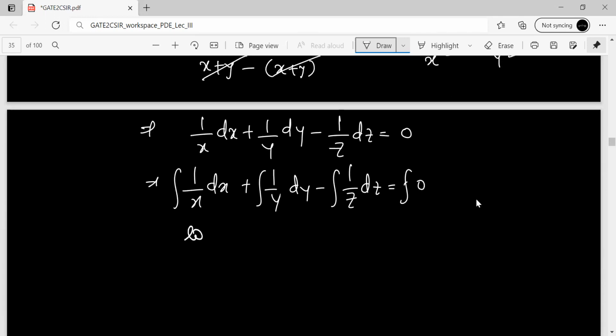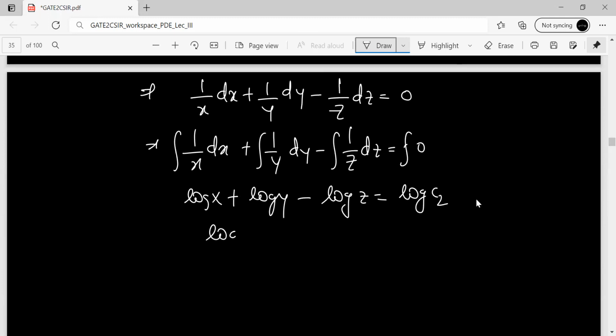So this will be log x. This will be log y. This will be log z. Equal to, I'll write down some log only. Okay, so this one I can write down log xy. This one will be log z equal to log c2.